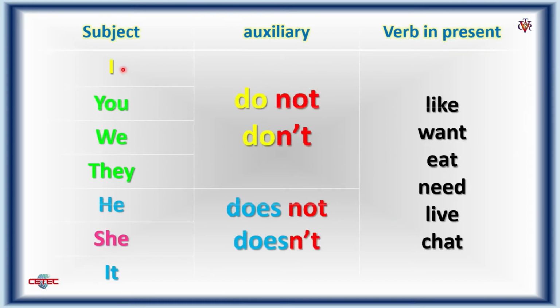First, let's check our structure. Subject, auxiliary, verb in present. Here, for the subjects, we have to use I, you, we, they, he, she, it. At that time, the auxiliary is going to use do not or don't plus the verb in present. Example, I do not like.